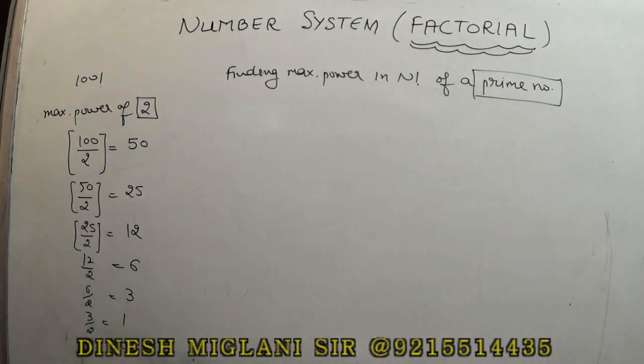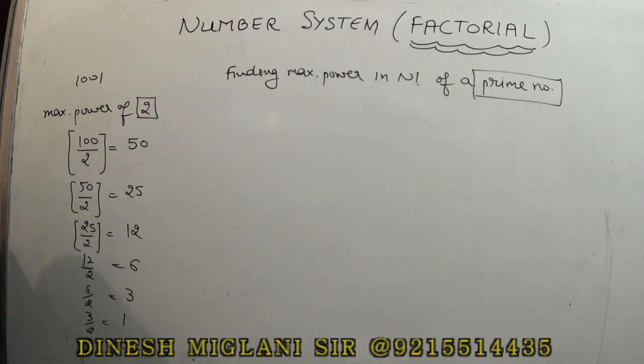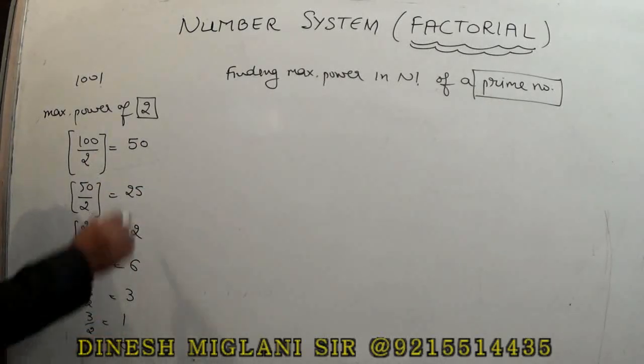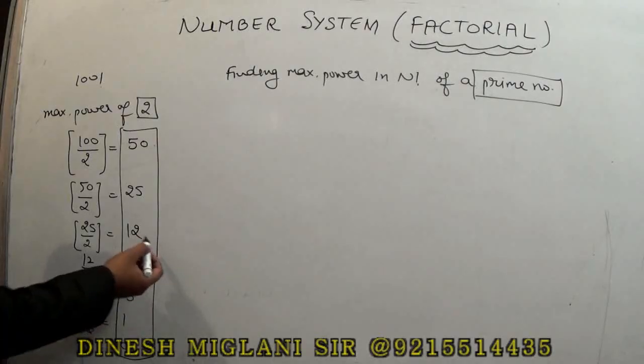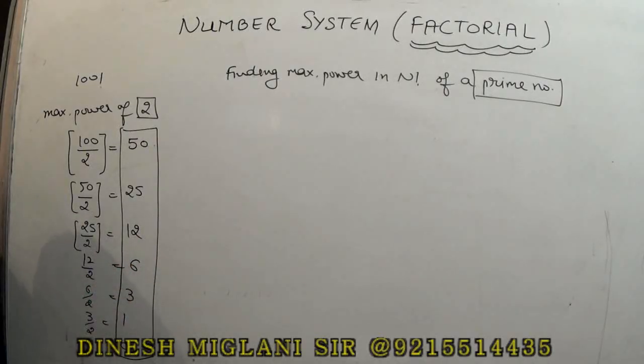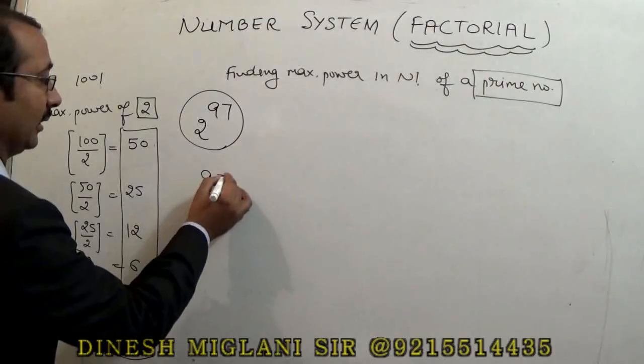Right? What is the process? Whatever the number is, first you divide it by the required prime number whose power you have to find. You divide 100 by 2, you get 50. Then 50 by 2, you get 25. 25 by 2, you get 12.5, integral part is 12. Then 12 by 2, you get 6. Now add all this, that becomes your answer, the maximum power of 2 in 100 factorial. 50 plus 25 is 75, plus 12 is 87, plus 6 is 93, plus 4 is 97. So the maximum power of 2 in 100 factorial is 97.